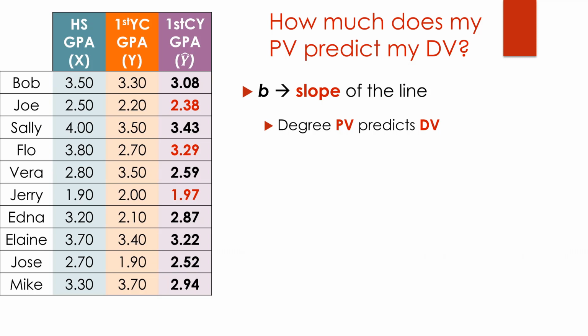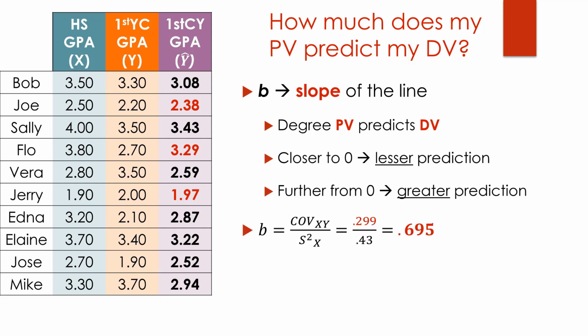Now, another way that we determine the prediction is by looking at the slope of the line, looking at B. B is really referring to the degree that the PV predicts the DV. So the closer B is to 0, the lesser the prediction. The further from 0, the greater the prediction, like I mentioned before. So we see that B is 0.695. It's further from 0, which means that the relationship, the prediction is stronger, but it might not be that accurate based on the R squared that we saw previously.